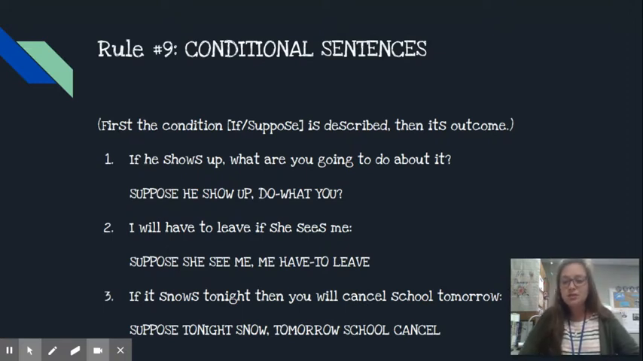Conditional sentences, these are also called if-then statements. So if or suppose. So if this happens, then there's a result. So just as you would say in English, the if or suppose part needs to be at the beginning of the sentence, and then the then part, which is the outcome, will go after.